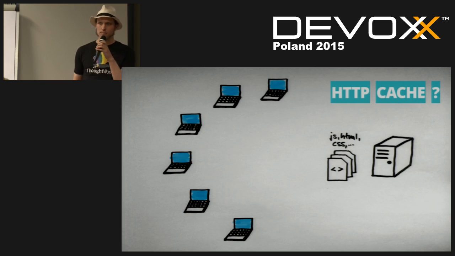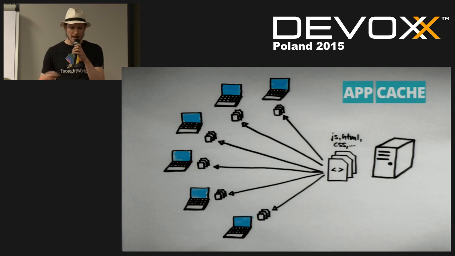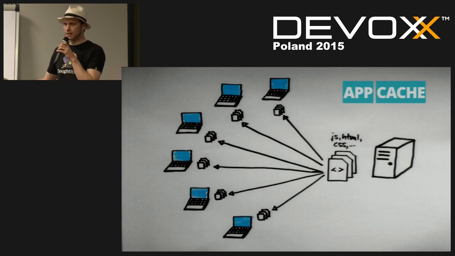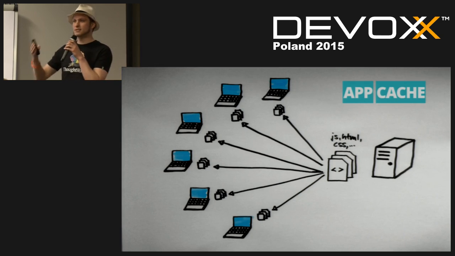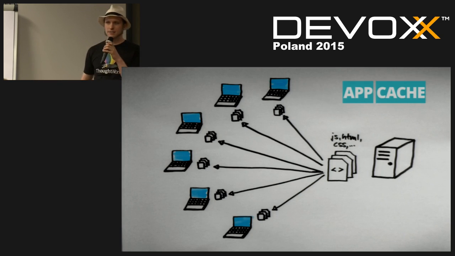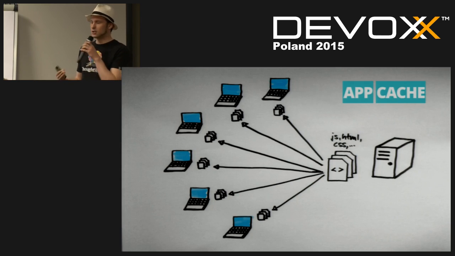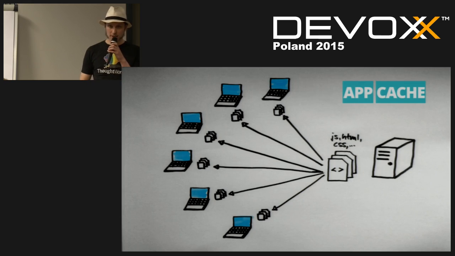So if you want to be a bit more sure that the application stays there, there is a technology called app cache. What app cache does is it provides a way to specify: these are all the files which belong to my application, all the HTML, CSS, icons, JavaScript, everything I want to be stored. Download it. And then the clients will download it.